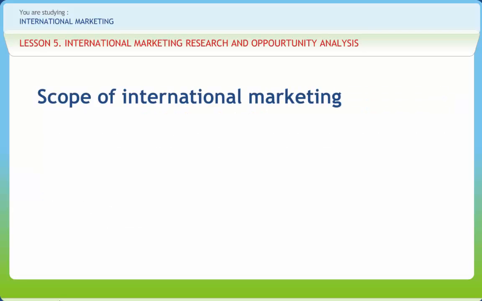International marketing research has a broader scope than domestic research. Managers will need additional information to compensate for lack of familiarity with the foreign environment. First is buyer behavior research. Examining brand preferences and brand attitudes fall into the category of buyer behavior research.